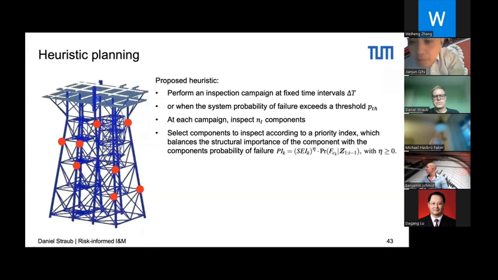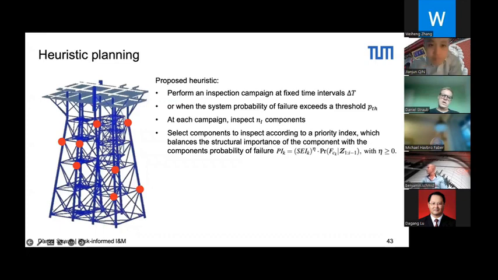And maybe while I still have you, my second question: is it possible to catch the dependencies from the individual inspections, when the same persons perform the same inspections with the same equipment?